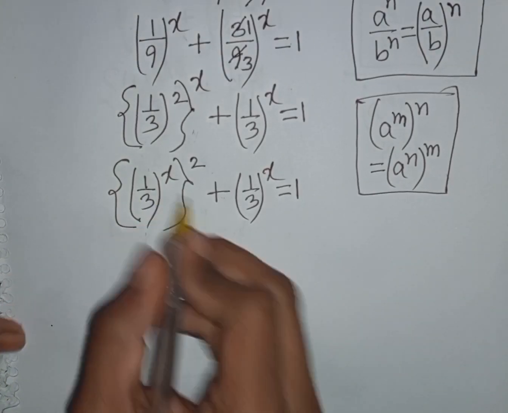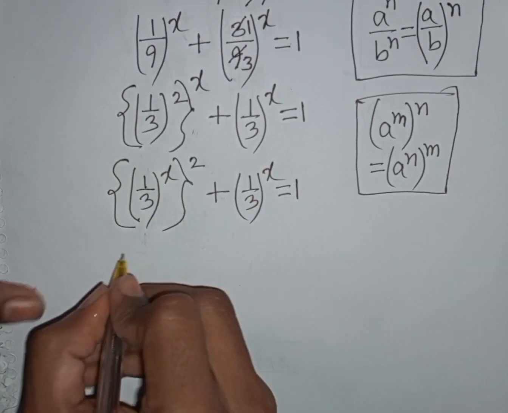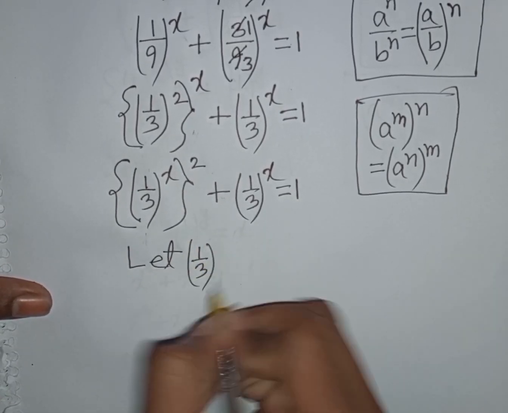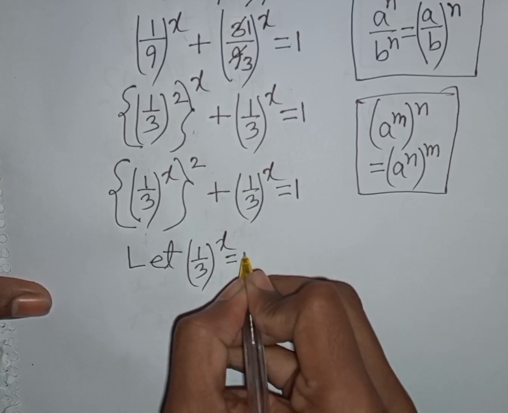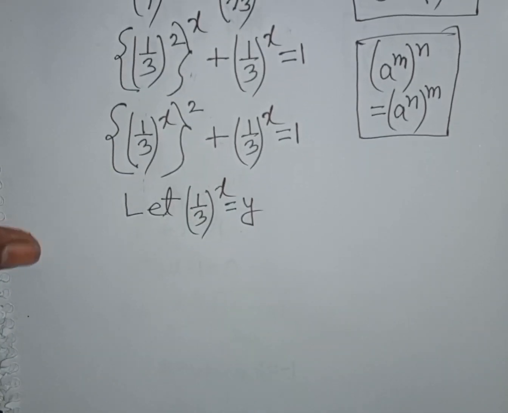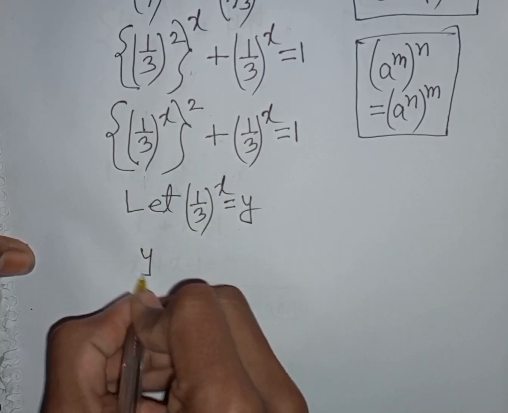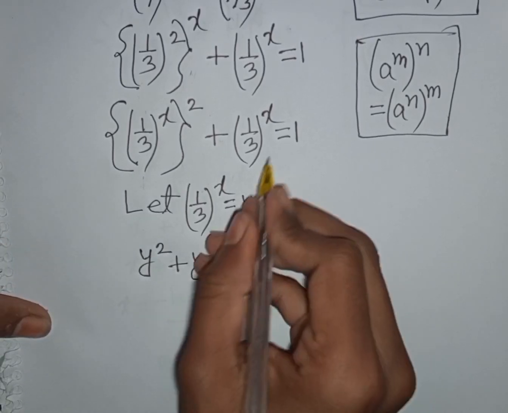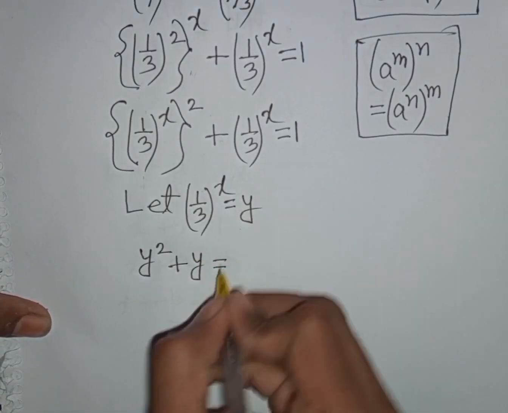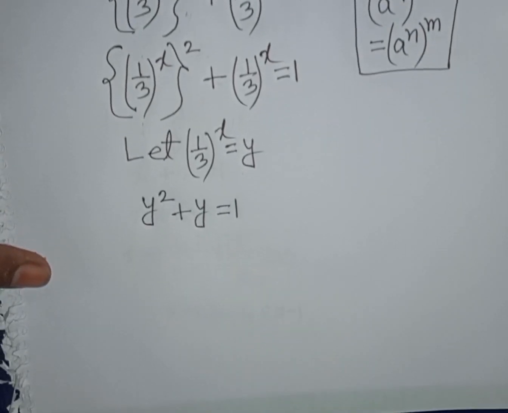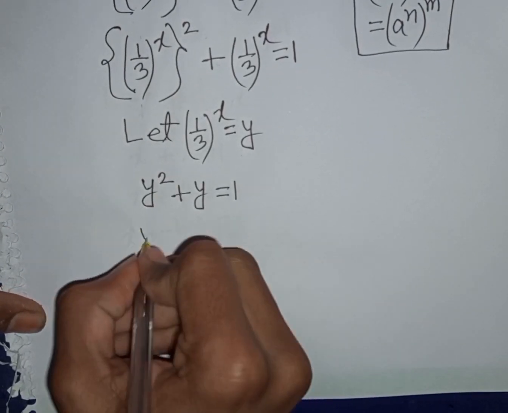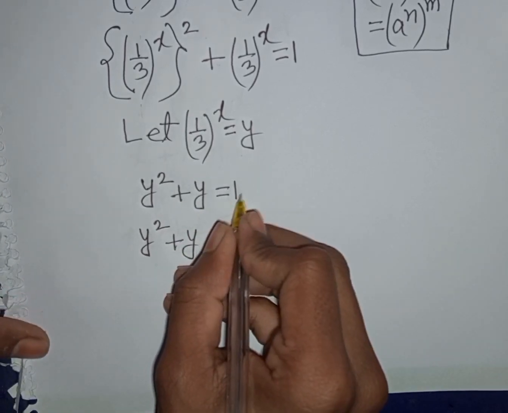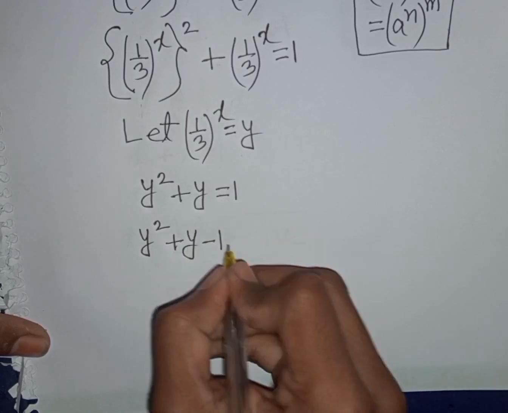Now we see 1 by 3 bracket power x, 1 by 3 bracket power x, both terms are the same. So let 1 by 3 bracket power x be substituted by y. So our equation will be y square plus y is equal to 1. Now we can write y square plus y, then this plus 1 taken to the left side will be minus 1, is equal to 0.